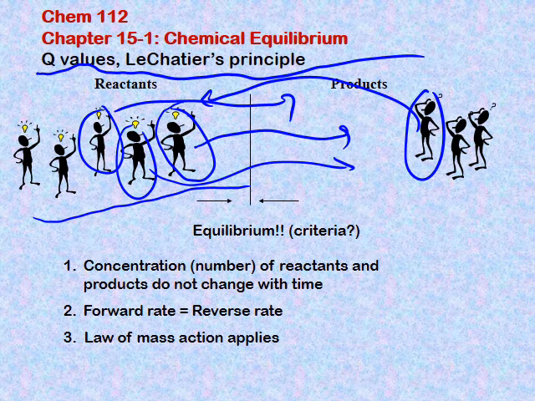At the beginning you'd have all reactants, then as you form products, after some time some products would go backward, and it would happen at the same rate the forward process happens. So forward and reverse processes would be equal. That's why we say these are the criteria for equilibrium. Concentration of reactants and products do not change with time. Forward rate equals reverse rate. And law of mass action applies. We are going to explain what the law of mass action is.